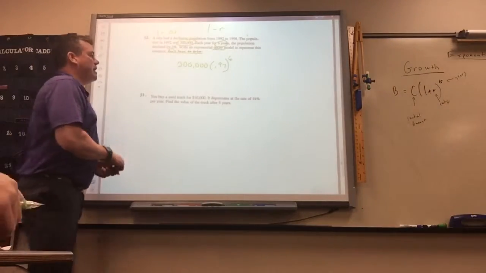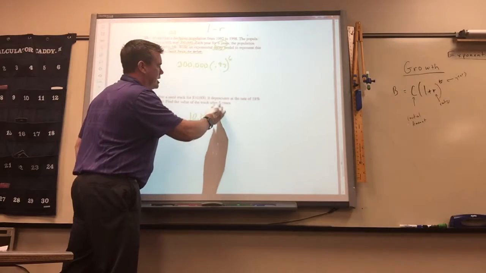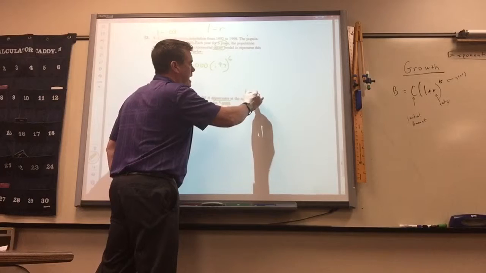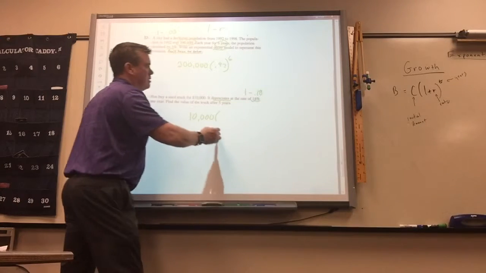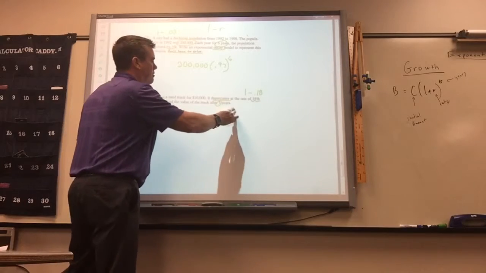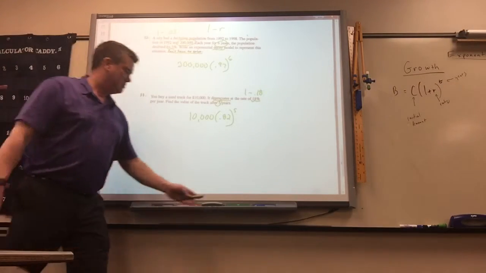And then this one you do have to solve. 10,000 times, it's a depreciation, so it goes down 0.18, so it's 1 minus 0.18. So that'd be 0.82 raised to the 5th. And this one you would have to solve on the calculator.